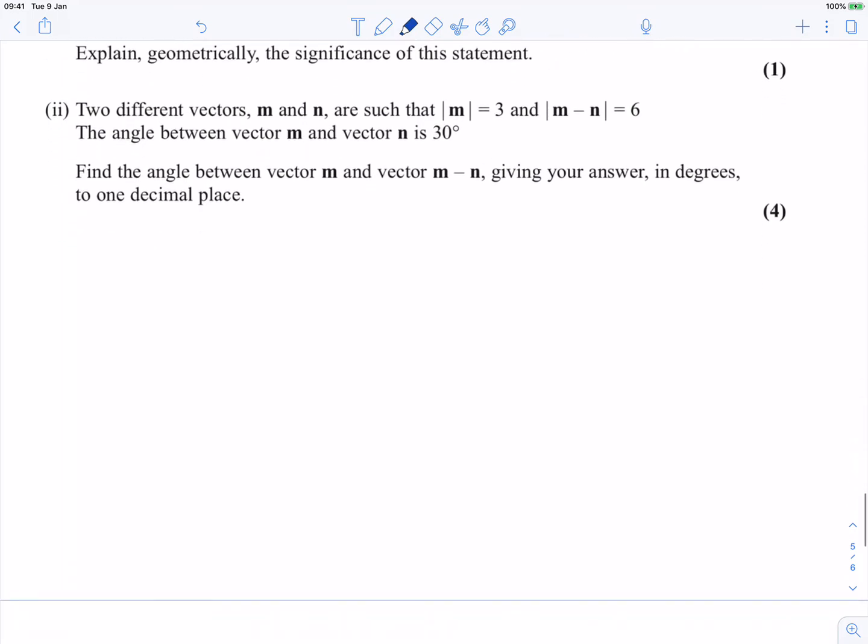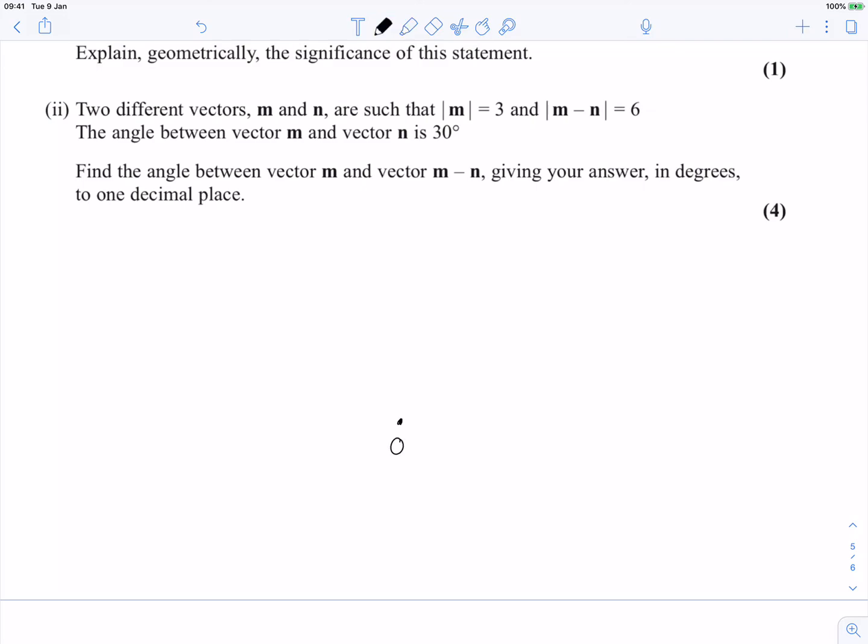Anyway, two different vectors, m and n, are such that the length of m is 3, and the length of m minus n is 6. The angle between vector m and the vector n is 30 degrees. Find the angle between vector m and the vector m minus n, giving your answer in degrees to 1 decimal place. Okay, let's think about this.